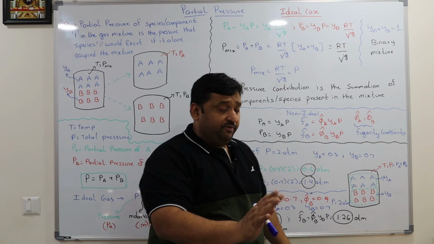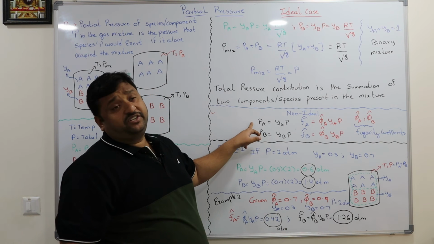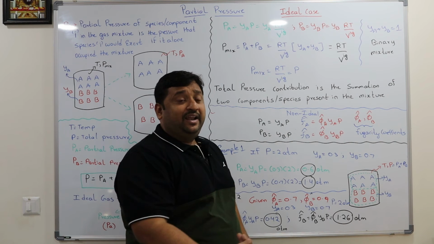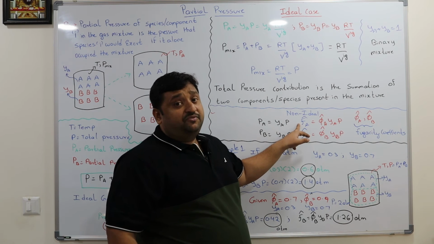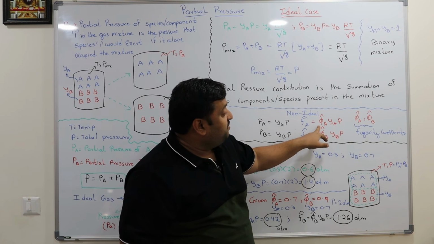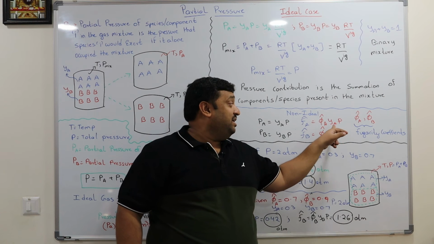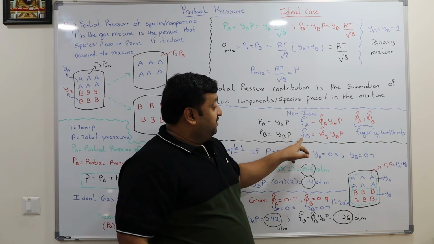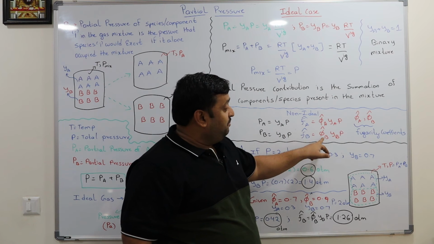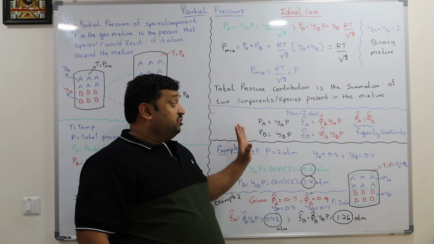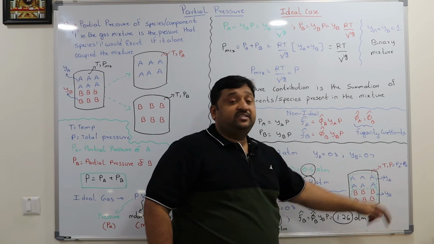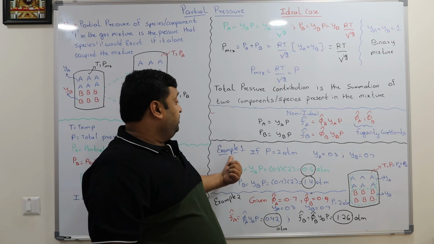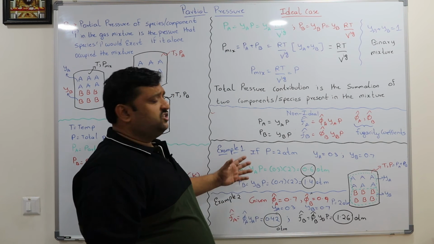The only thing you need to observe is that for ideal cases, the partial pressure is the driving force, which can be calculated using this formula. For non-ideal cases, fugacity is the driving force, so you can estimate it using the fugacity coefficient into Ya into P. Similarly for B, it is Yb into P, whereas the fugacity of B is Phi B, Yb into P. So Phi A and Phi B are called fugacity coefficients, which account for the non-ideality of the mixtures.